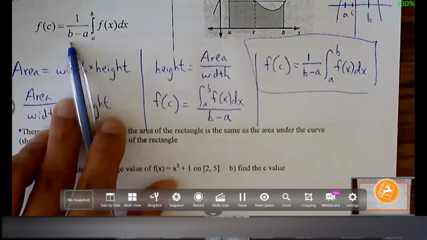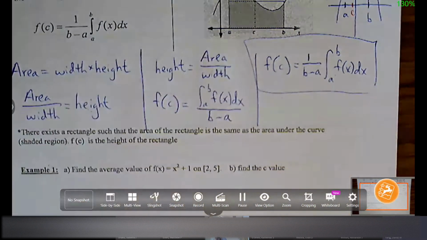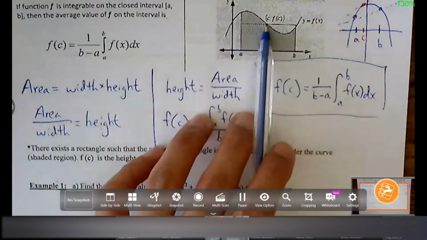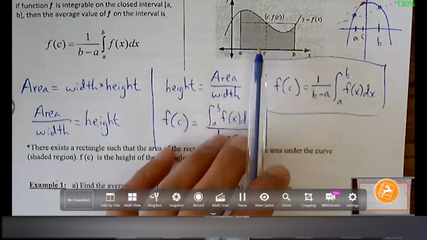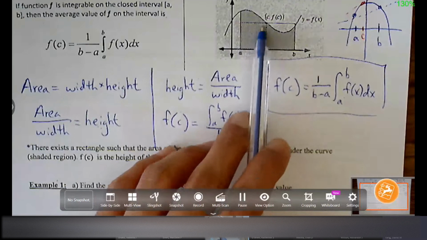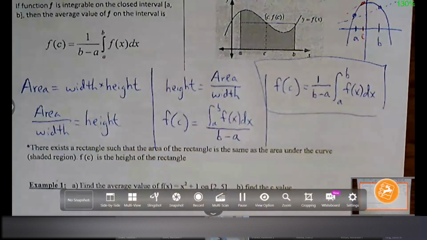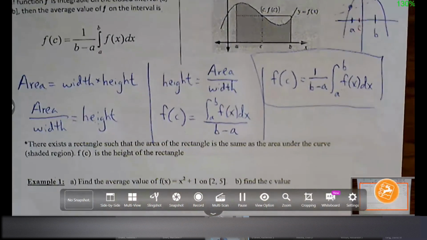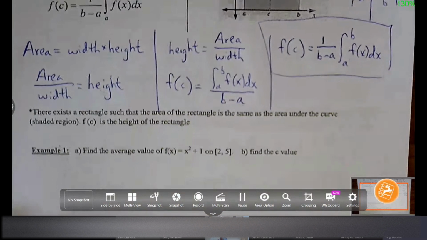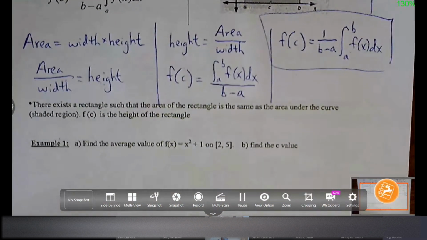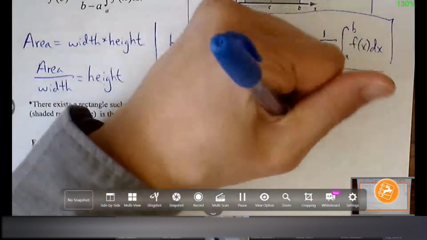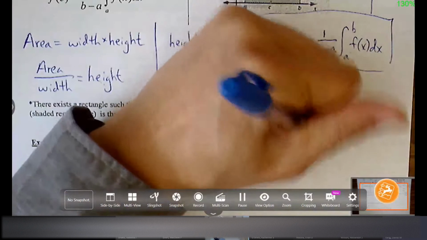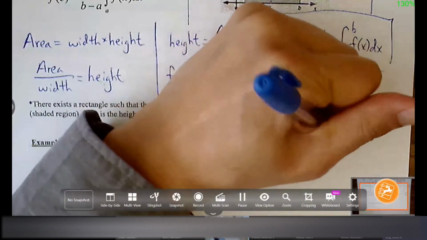Okay. So we're just going to spend some time practicing this formula and finding the average value. Then we're going to take the additional step to figure out where that average value is located and try to find the x value of that ordered pair. Okay, so let's go to example 1. I'll put the formula here again for easy access.